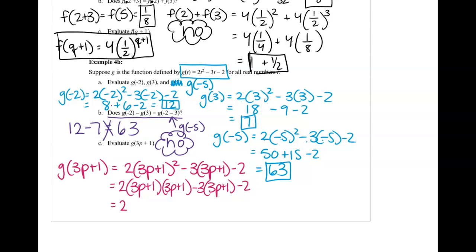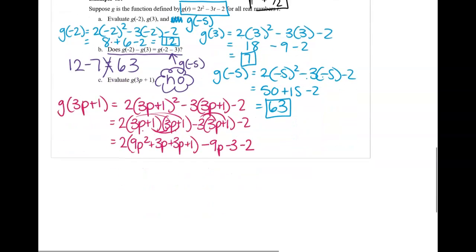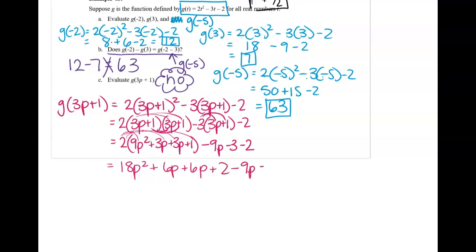I'm going to bring the 2 down and multiply these. So 3p times 3p is 9p squared. 3p times 1 plus 3p plus another 3p plus 1. Minus 3 times 3p is 9p, negative 3 times 1 is negative 3, minus 2. We're getting there. So this is 2 times 9p squared, 18p squared, 2 times 3p, 6p, 2 times 3p, 6p, 2 times 1 is 2, minus 9p. Negative 3 minus 2 is negative 5.